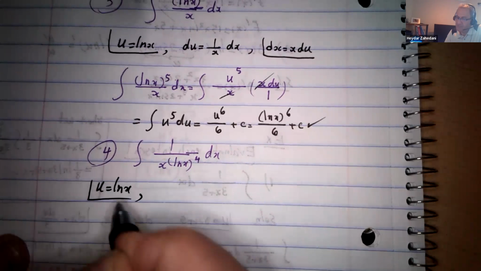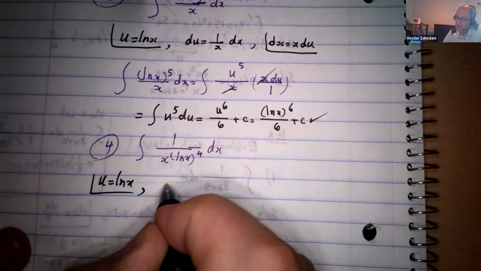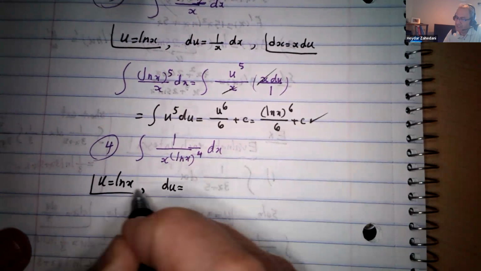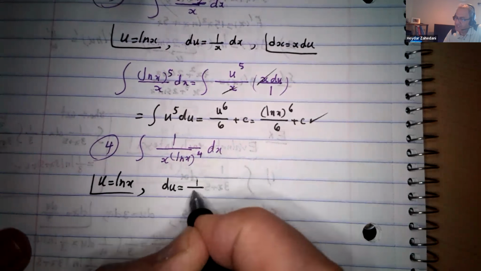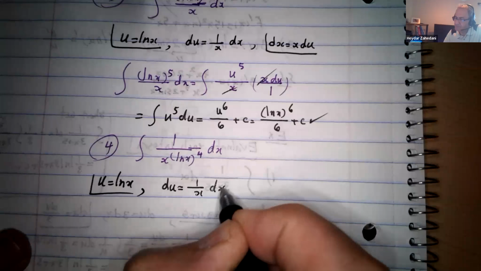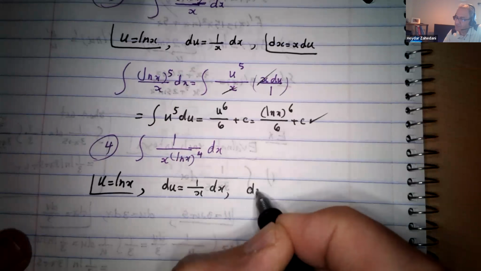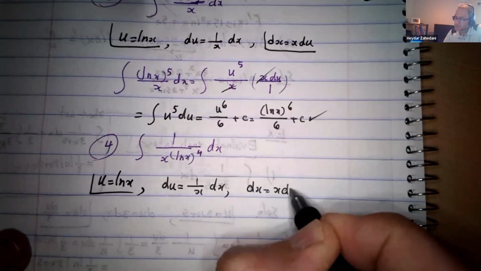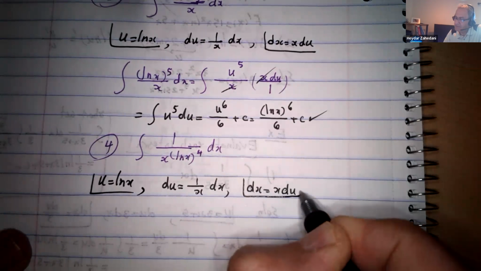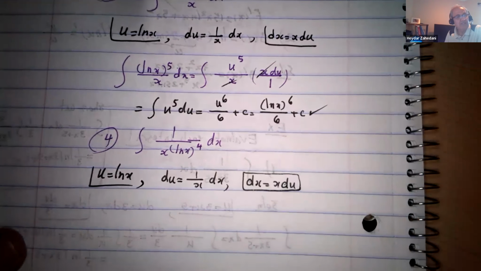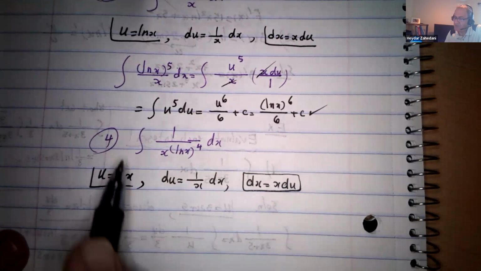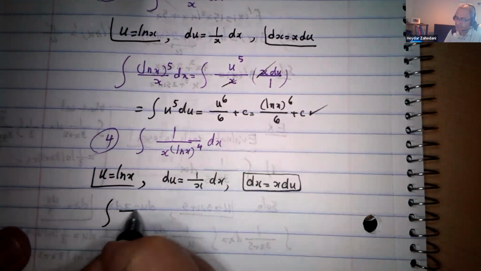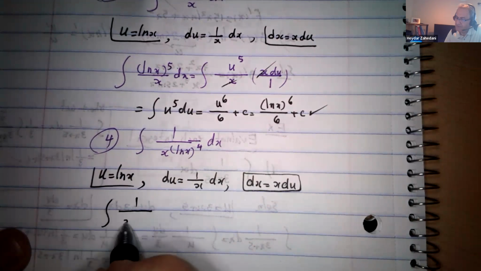Okay, the first part is the same. You have to find the du. The derivative of ln x is 1 over x dx. You do the cross multiplication, and dx would be x du. Okay, that's the case. You go back and substitute. The last part is going to be different.